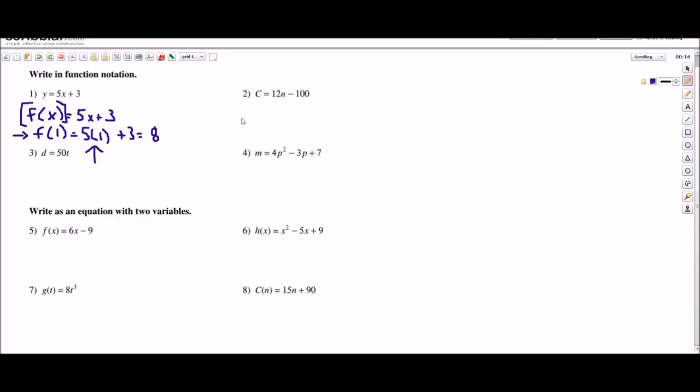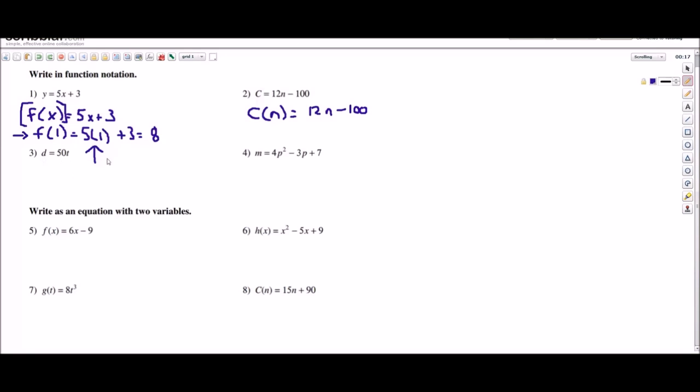So instead of f of x, g of x, the generic ones, like number 2 here, I have a C, I have an N. So we can actually go like this. C of N equals 12N minus 100. So we're not just restricted here. We can make the functions look like the actual formulas or equations that we have, just to emphasize the topic at hand.